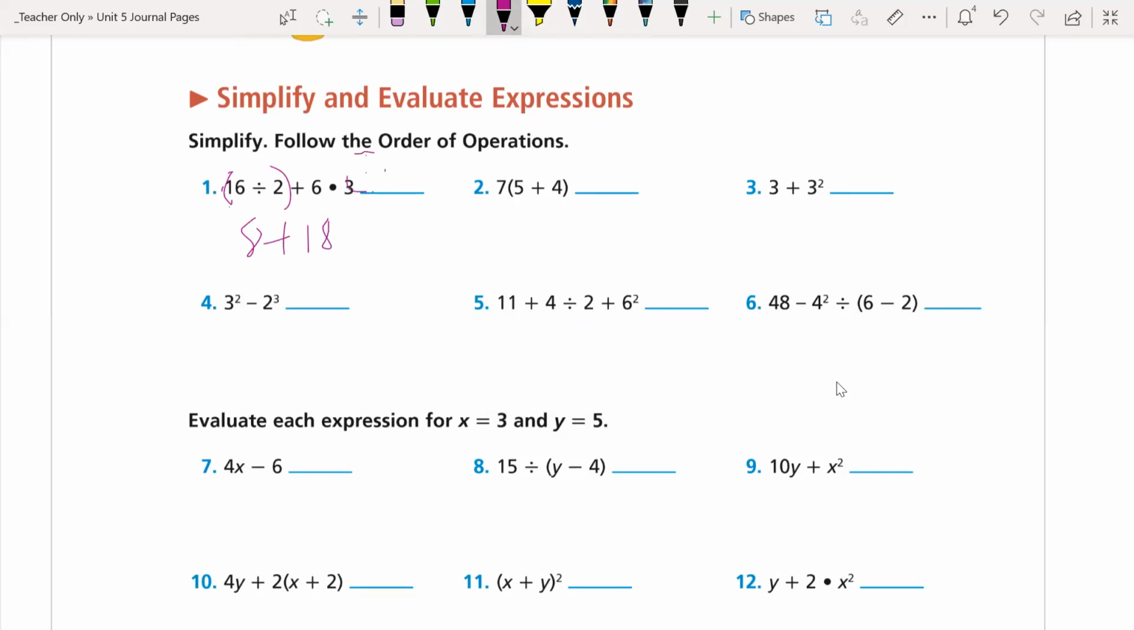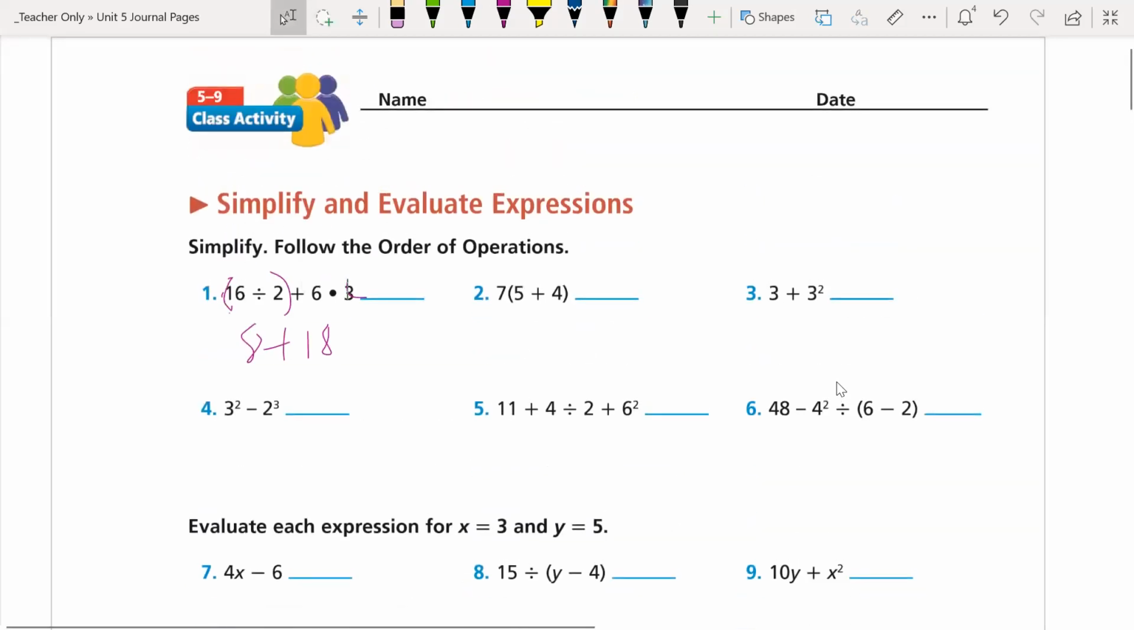I'm sorry, 26. My pen's working. I always forget that this part of my screen up here at the top doesn't work. So I just scoot it down a little bit.